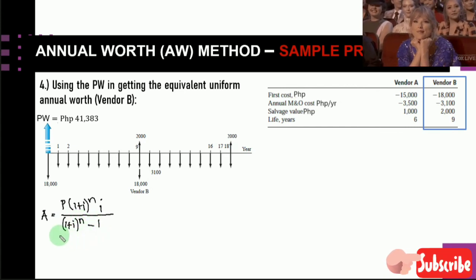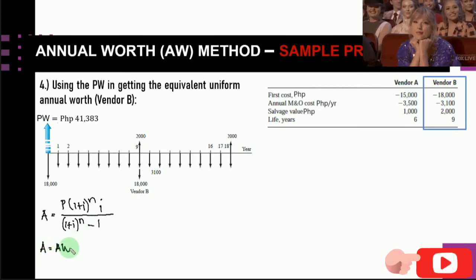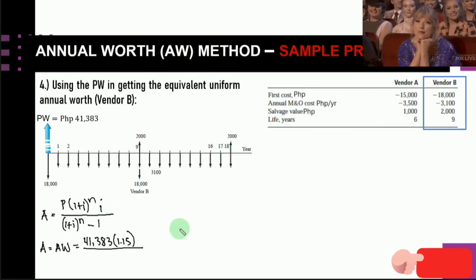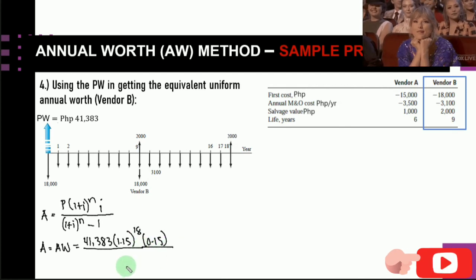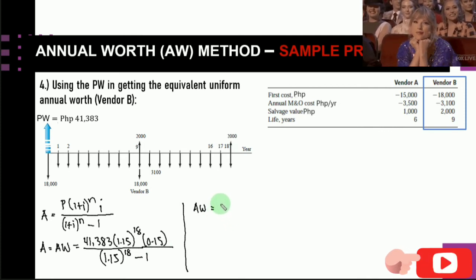Okay, so substituting now the values, in which our A is just equal now to our annual worth, we have here this amount of 41,383 times 1.15, and we are going to raise this one to 18 since we are considering the whole life cycle, times your i of 0.15, all over 1.15 raised now to the 18 minus 1. Okay, so our annual worth is just simply equal now to this amount of 6,753 pesos.